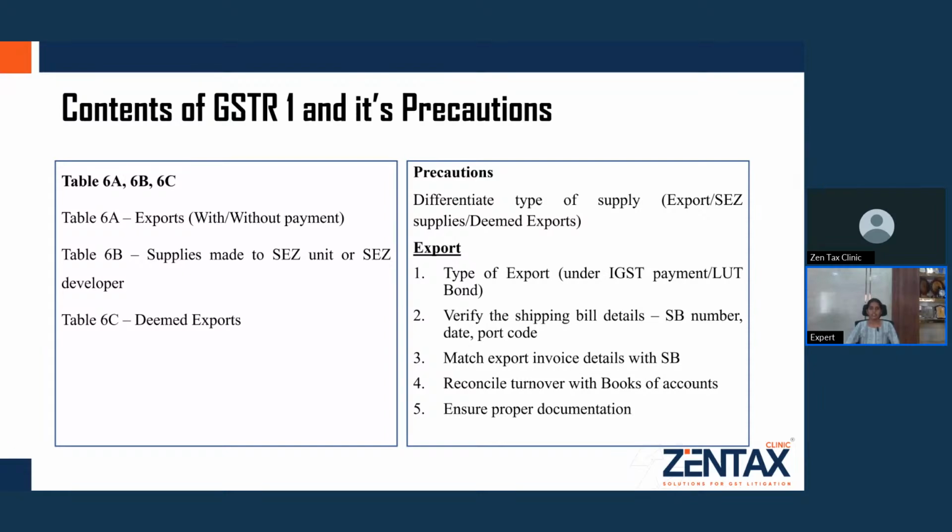Next, table 6A, B, and C denote exports made by the registered person. Table 6A denotes exports, table 6B denotes the SEZ supplies made, and table 6C denotes the deemed exports. So let's see one by one. Table 6A consists of details of the export. The taxpayer must differentiate the type of supply. What supplies are exports, SEZ, and deemed supplies?